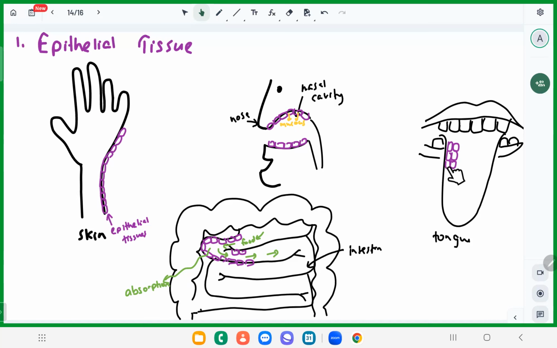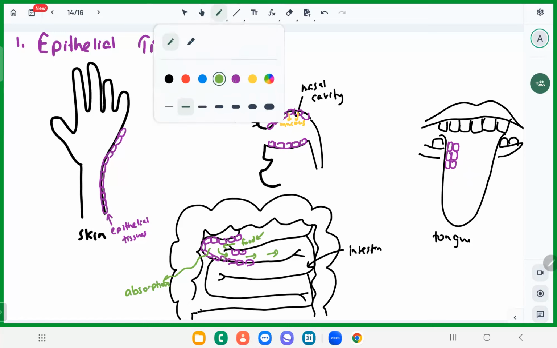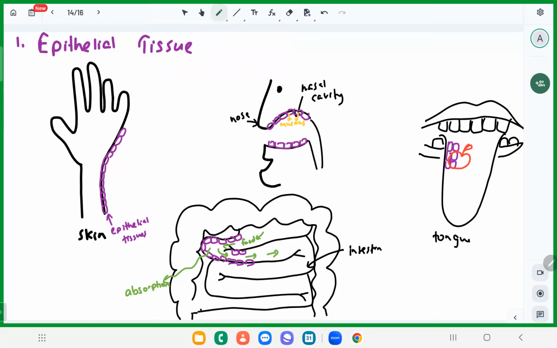And in addition to that, if you think about the epithelial tissue on the tongue, this has the ability to detect taste. You know how if you eat something, let's say you're eating an apple, you get the taste of that food, right?